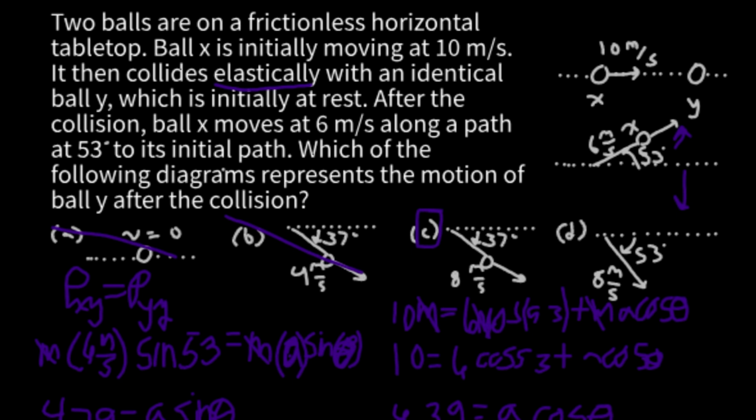That might work. We look at D, we've got an angle equal to 53. So if we were going to do that, you would want to have 6 meters per second sine of 53 because these would be equal and opposite. We have 8, so this is going to give too large of a negative y component. And then we know C is the correct answer.